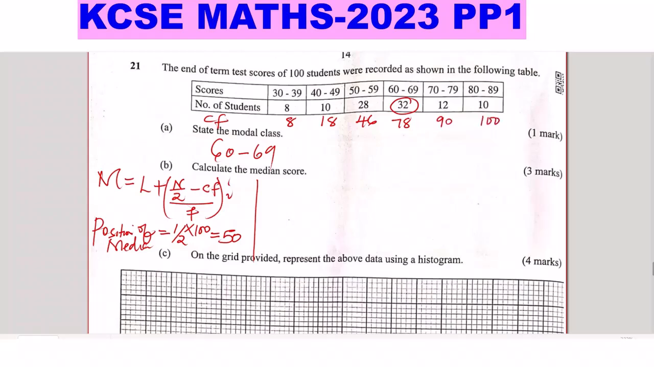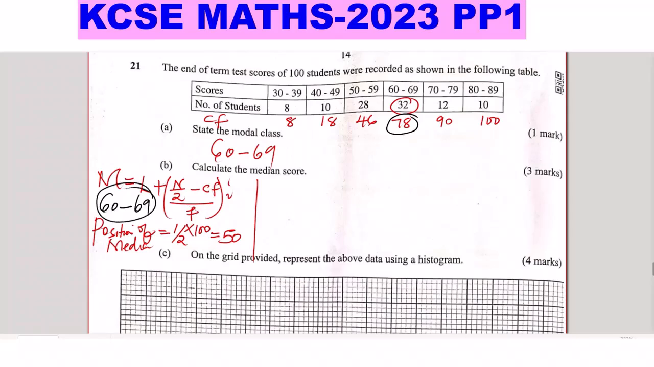That is the cumulative frequency. So identify where we have 50. In which group is 50 found? It is here. The 50th position is in the group where we have 78. And therefore, the median class will be this class from 60 to 69. That is where we have the median, and we get the median from there.